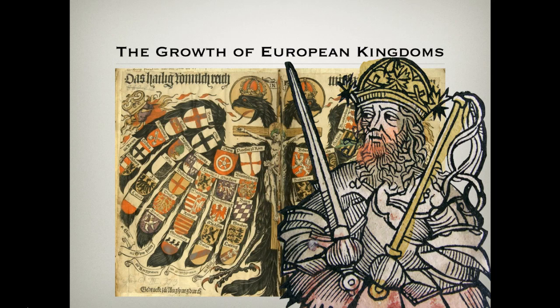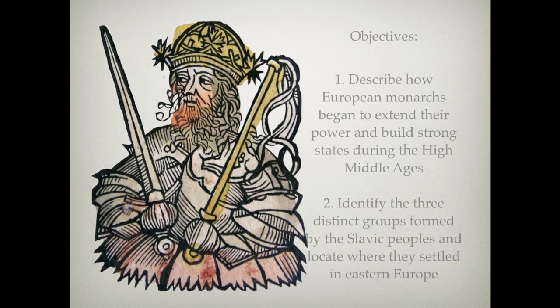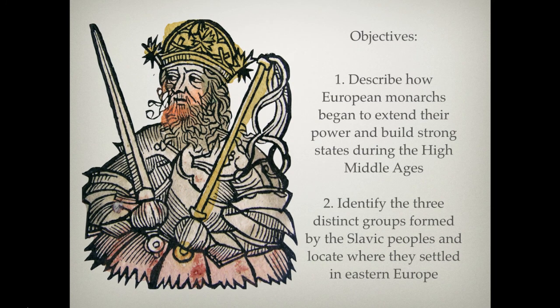The growth of European kingdoms. The objectives are: 1. Describe how European monarchs began to extend their power and build strong states during the High Middle Ages. And 2, identify the 3 distinct groups formed by the Slavic peoples and locate where they settled in Eastern Europe.